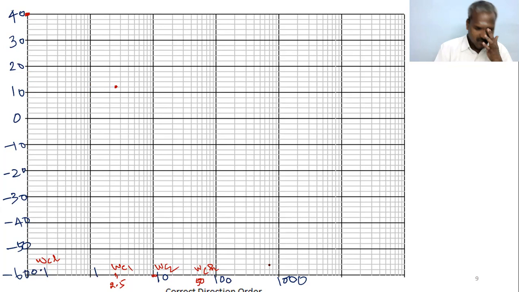Then when omega C2 is 10 radian per second, what is the magnitude? Minus 12. Okay, so it is at minus 12. Then at 50, minus 54, against 50. Understand? So this is the slope change. So from 40 to this value, this is with the slope of minus 20 dB.